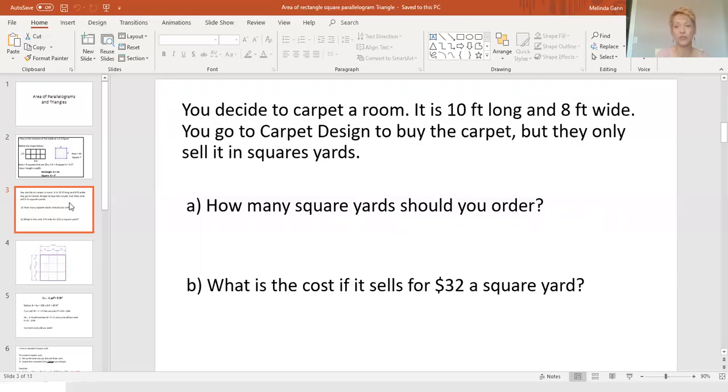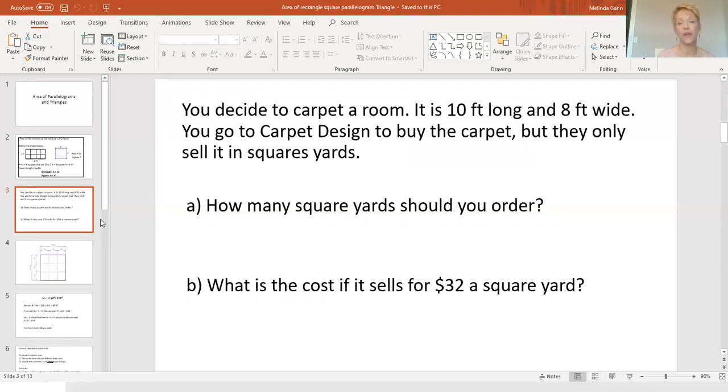Now, I want you to try this. I want you to read this problem. I'm going to read it to you, and then I want you to pause the video and go get the answer that you would get. Don't cheat. Okay. Suppose you had to carpet a room. Suppose you wanted to carpet a room in your house, and it was 10 feet long and 8 feet wide. Okay. So remember, the carpet will be the inside, so that's area. So you go to a store called Carpet Design and you want to buy the carpet, okay, but they only sell that carpet in square yards, not square feet.